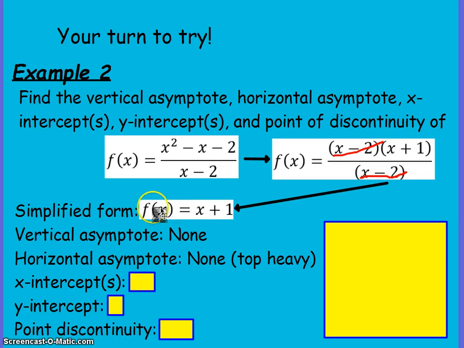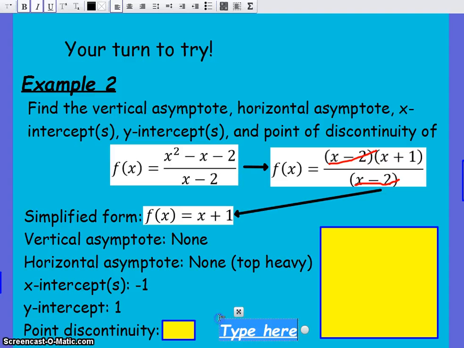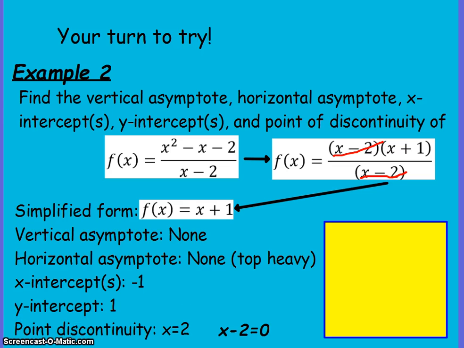X-intercepts: set y equal to 0, solve for x. You get an x-intercept at -1. Y-intercept: set x equal to 0 and solve. We have a y-intercept at 1. And our point discontinuity. This is what you were looking at. How did you simplify this form? What factors were common in the numerator and denominator? Well, it was the factor x minus 2. That was common. We're going to set that equal to 0 and solve. And so we have point discontinuity at x equals 2.